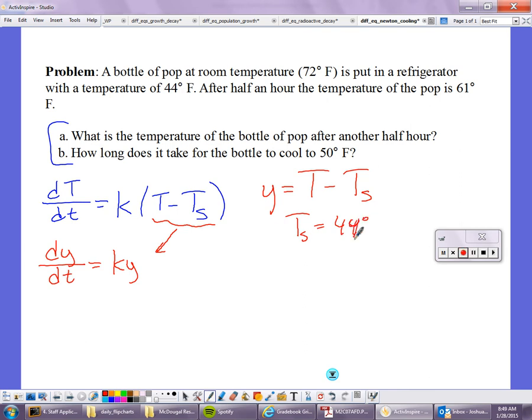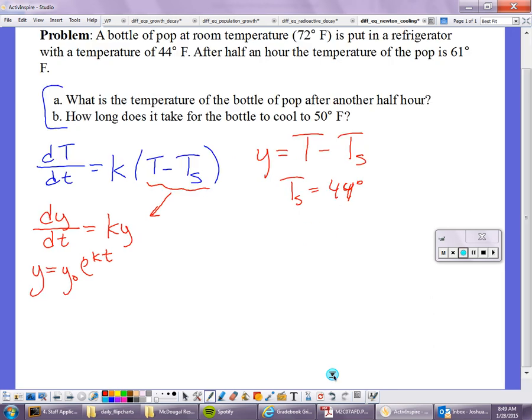That doesn't change, and I can do that over here because the change in the temperature is going to follow exactly the change in the difference in the two temperatures, right? They're going to go one to one. They're going to go with each other. So I can rewrite it like this, and I get y equals y0 e to the kt. So I've got my familiar kind of equation here. And again, y is the difference in temperature.